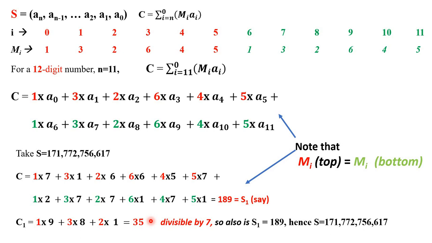Now we can easily check that 35 is divisible by 7. So the number 189 is divisible by 7, and since 189 is divisible by 7, the big number S is also divisible by 7. So are you happy? Fine.